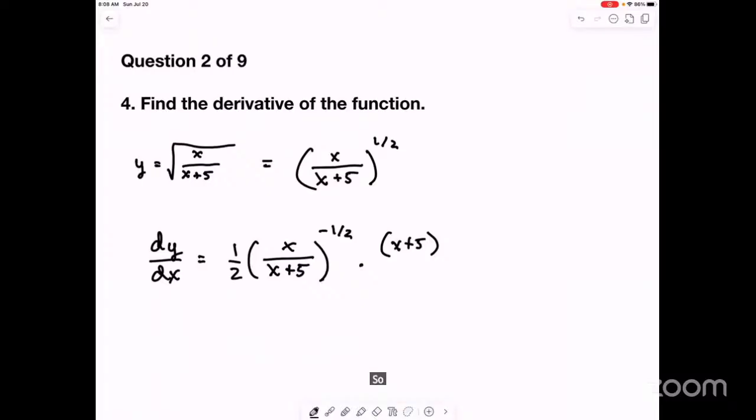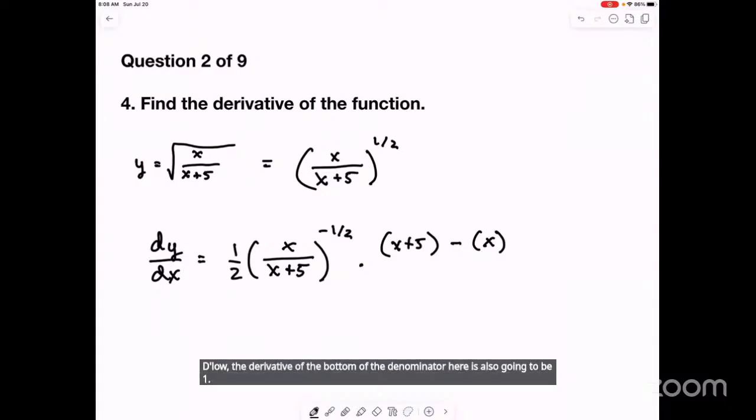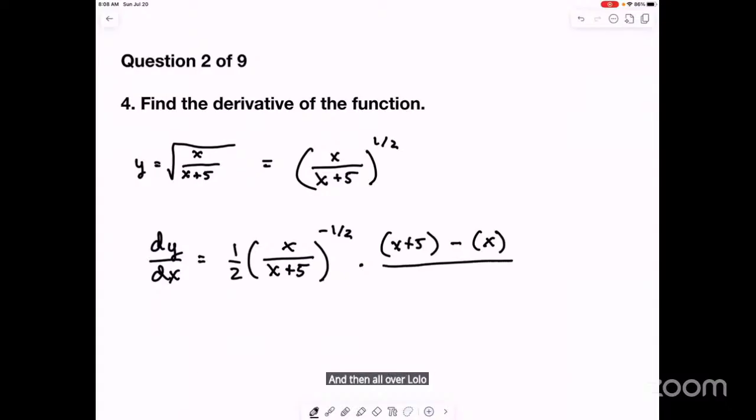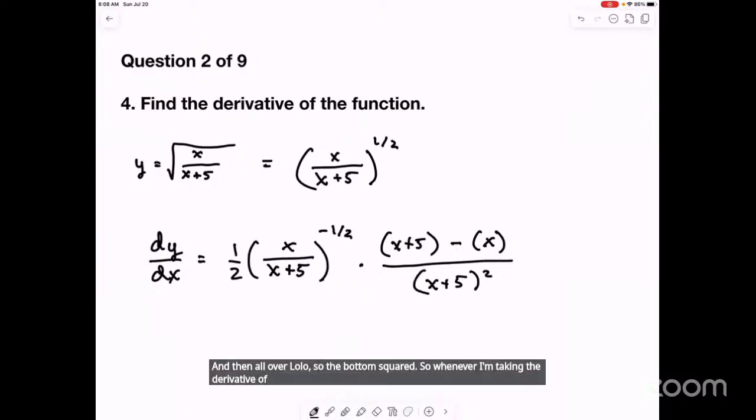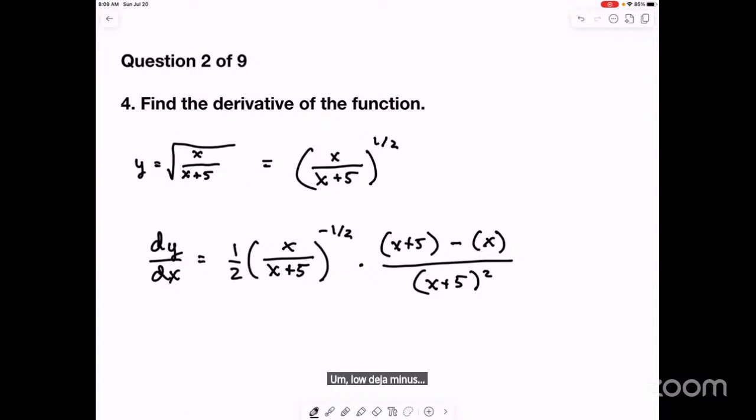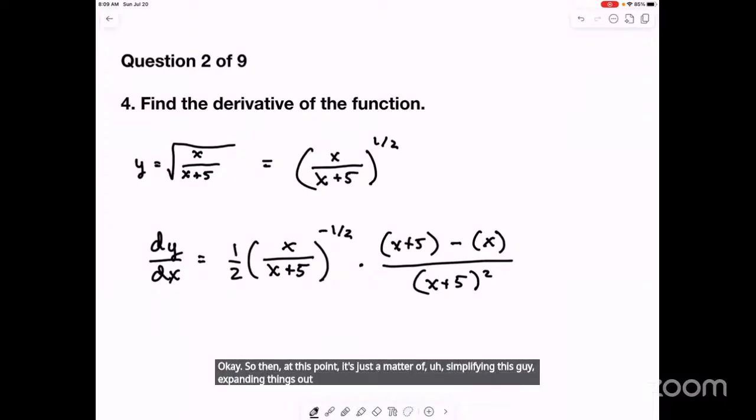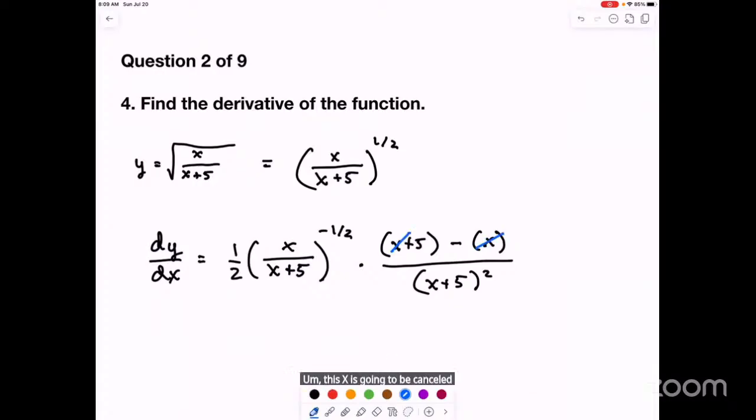So that's low d high minus high, which is this guy, d low. The derivative of the bottom of the denominator here is also going to be 1. And then all over low low, so the bottom squared. So whenever I'm taking the derivative of a fraction or a quotient, low d high minus high d low over low low. Okay. So then at this point, it's just a matter of simplifying this guy, expanding things out, combining like terms. Like for instance, this x is going to be canceled by that one.